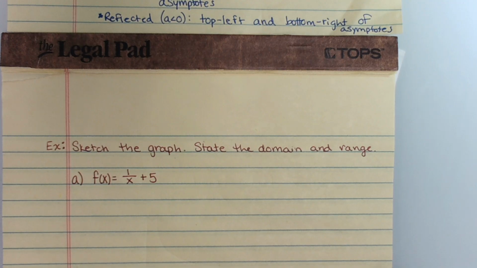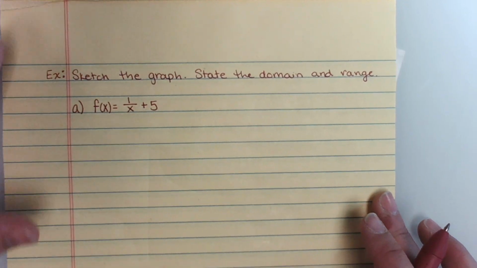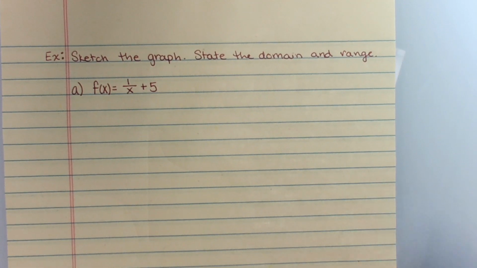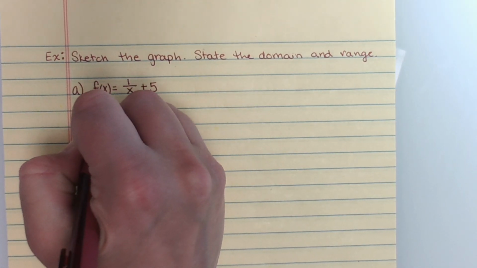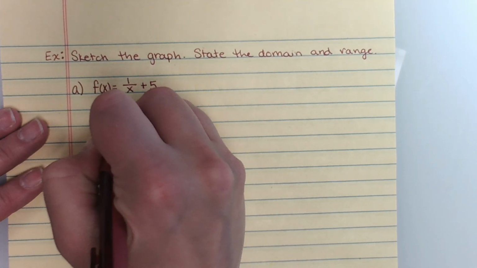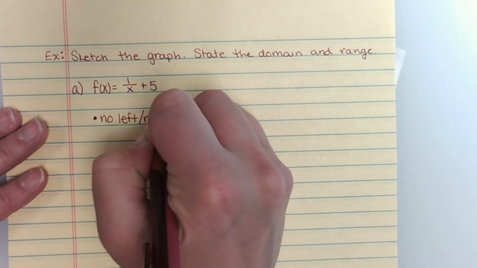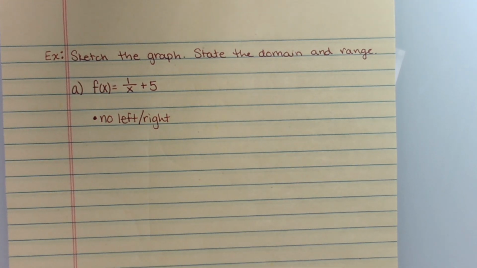So, I generally ask myself 3 things because there's 3 things we're focusing in on. I ask myself, did the graph move left or right? No. Now, you don't have to write it if it doesn't do it, but for the sake of our notes, I do recommend you write all of these down. Okay?